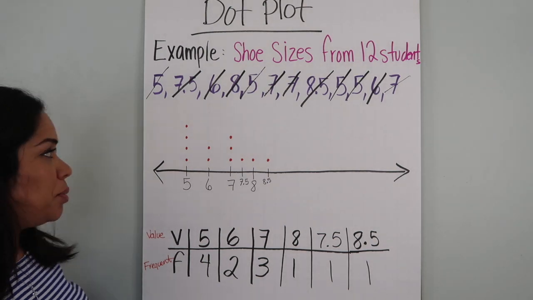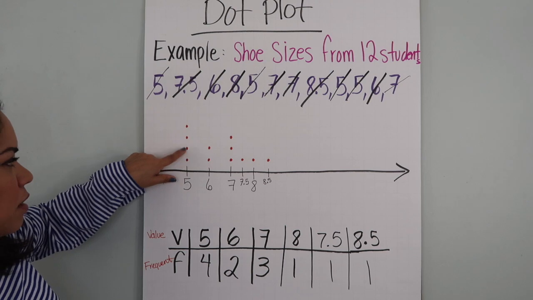Having the dot plot, we can determine the mode. Remember, the mode is the number that repeats the most. It has 4 dots.